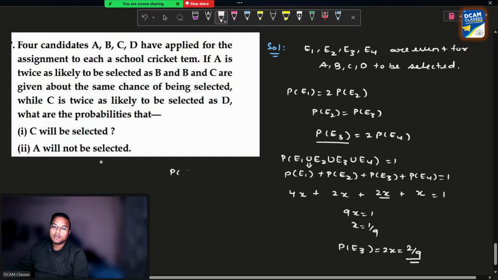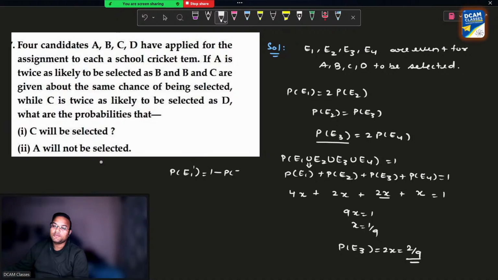A will not be selected: probability of E1 dash is equal to 1 minus P of E1. So it is 1 minus 4 by 9, which is 5 by 9. This was easy only.